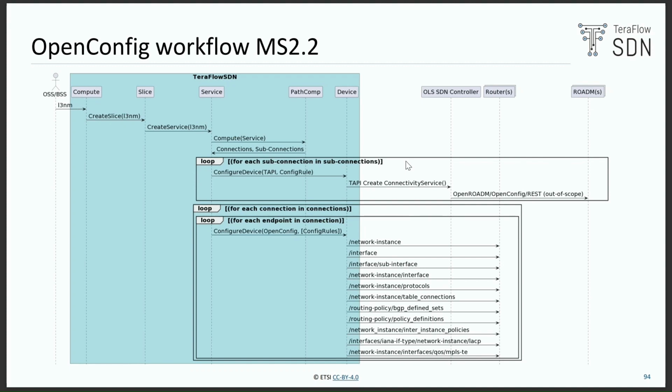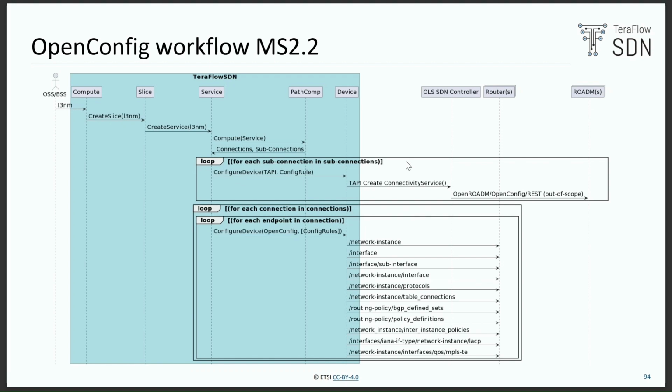The slice component indeed creates a new service. And then for the service, first, it interrogates the path computation component with the service details to compute which are the connections, subconnections, and so on that are needed to implement this service. With this information, what the service component does is to go subconnection by subconnection. In this case, if they are using Transport API for the device involved, it sends the appropriate configure device request to the device component to configure the devices through the OLS SDN controller. This part is out of scope, so as not to invest a lot of time.